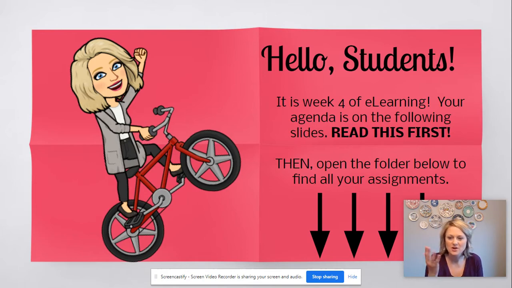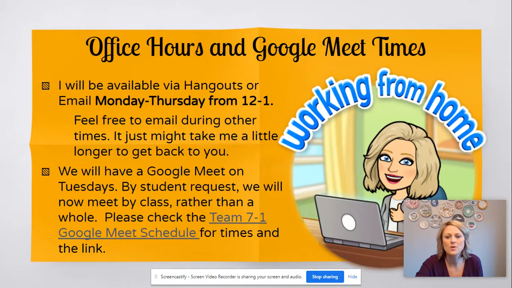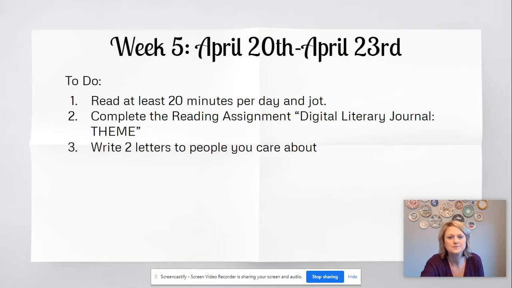So I just wanted to jump on here and give you a quick rundown of what we're going to be doing. Office hours and Google Meet times are the same as they were last week. I'll be available from 12 to 1, Monday, Tuesday, Wednesday, Thursday, and we will meet starting at 1:30 for my 1-2 class, 2 o'clock for my 3-4, and 2:30 for my 5-6 class. If you can't make your class's time, you are always more than welcome to join another class. Don't feel like you're stuck with that. I just know that a lot of people wanted to meet with their class.